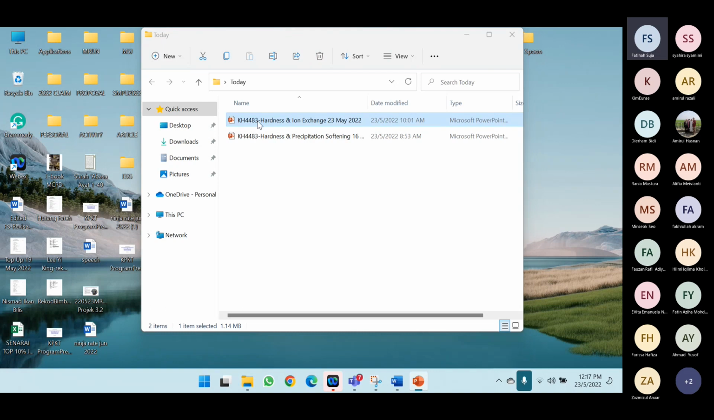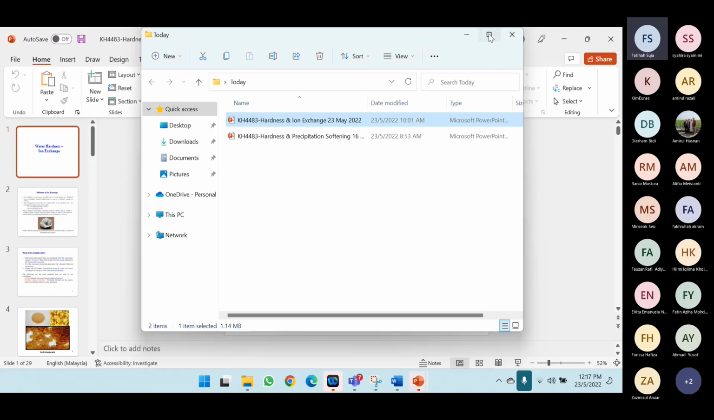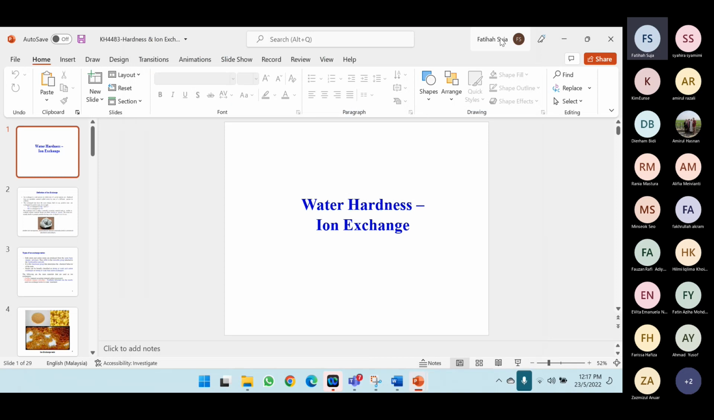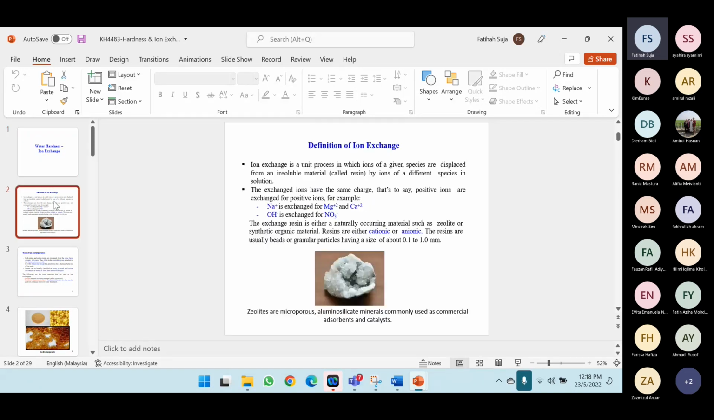Okay, ion exchange. You can also, it's up to you which method you want to use to remove it. If you have water hardness, 1000 milligram per liter of bicarbonate, then you need to make sure that in your water treatment plant you have this unit operation to remove the water hardness. Okay. So definition of ion exchange.